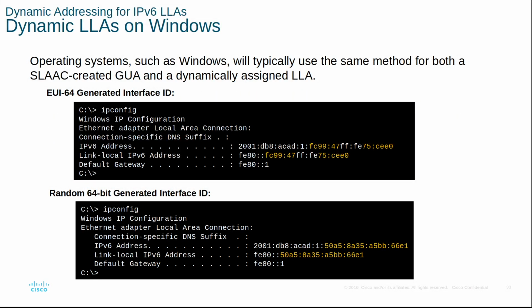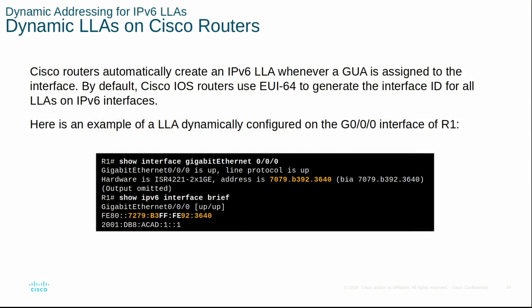So Windows, here we go, they use the same process. They're going to use the random with DAD. So here's our random. I guess they could use the EUI-64 as well, but they tend to use the random. There's an example of both. Routers, however, Cisco routers use EUI-64, and Linux as well uses EUI-64, I'm pretty sure.